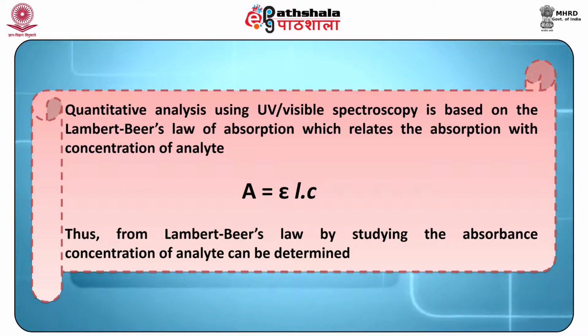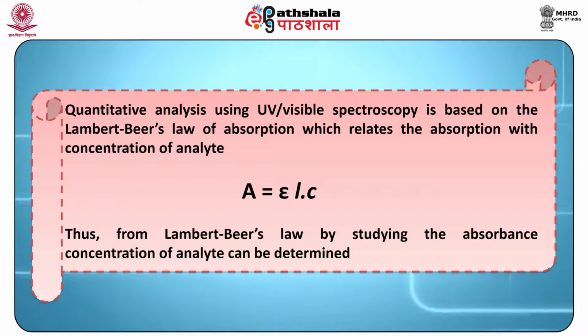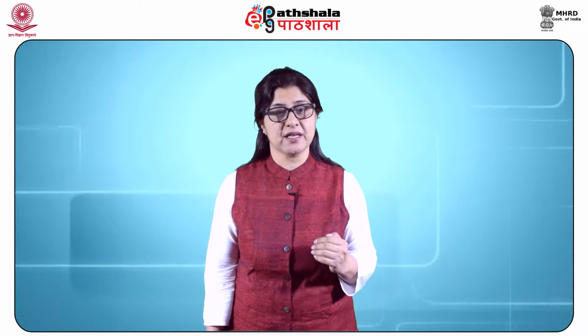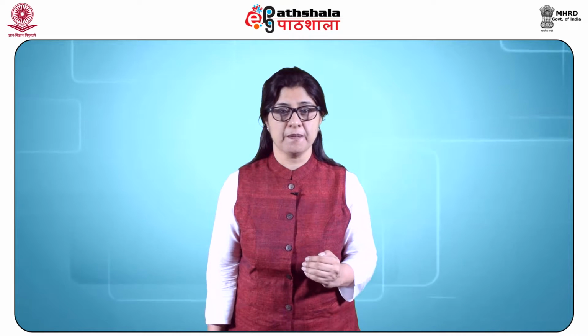The quantitative analysis using UV visible spectroscopy is based on the Lambert-Beer's law of absorption, which relates the absorption with the concentration of analyte, where absorbance is equal to εlc. From the Lambert-Beer's law, by studying the absorbance, concentration of analyte can be determined. The extinction coefficient ε in this expression is characteristic of a given substance under study.